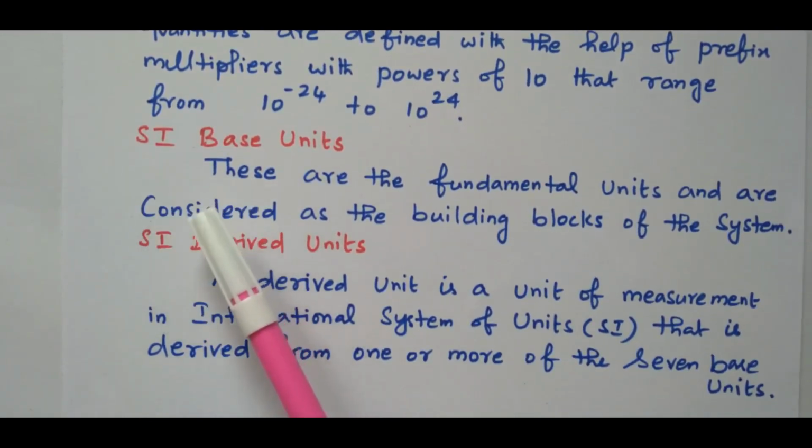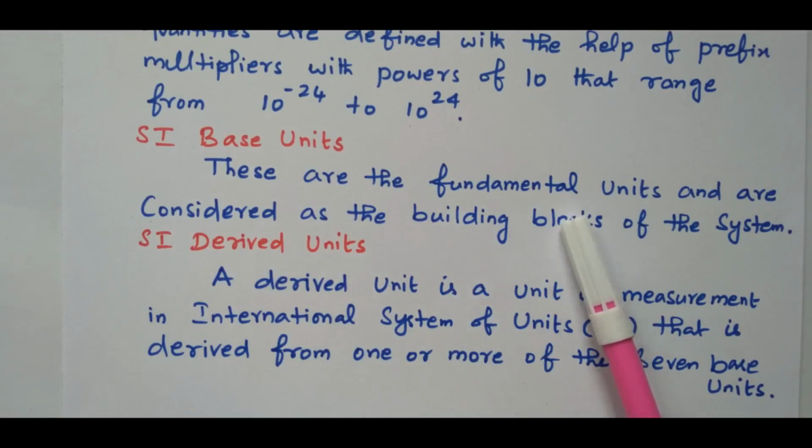Base unit means a fundamental unit, considered the building block of the system. All other units are derived from this base unit. From that only, other units are derived. The derived unit is a unit of measurement in the international system of units that is derived from one or more of the 7 base units. So only these 7 base units are the building block for all other derived units.